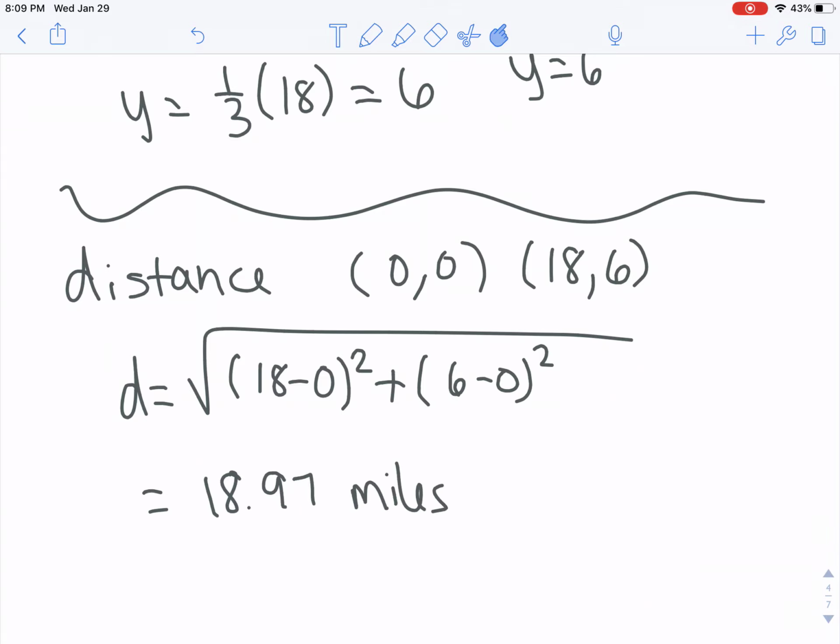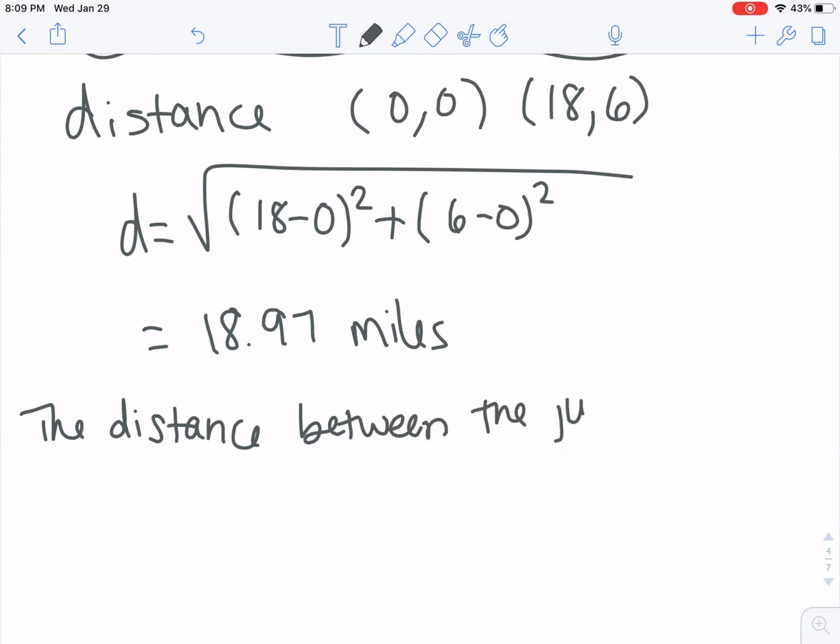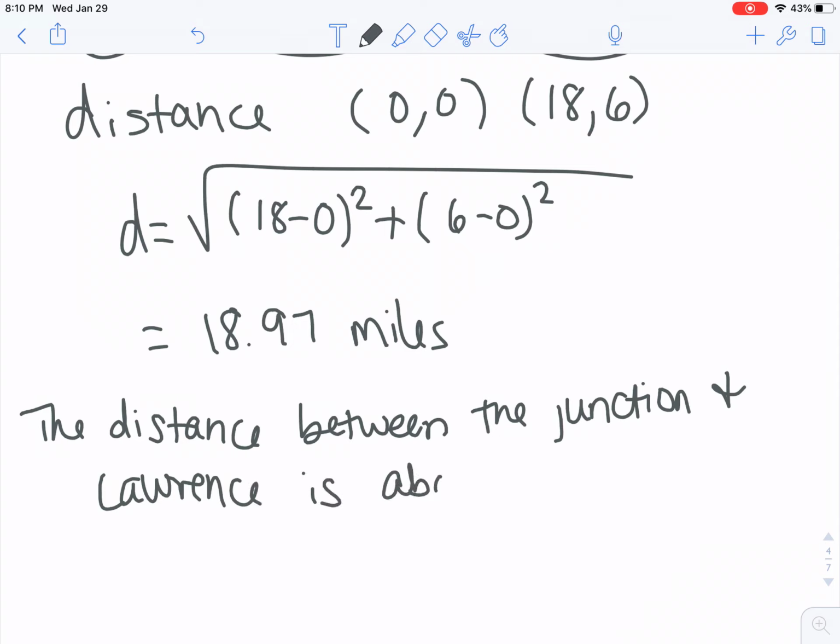Okay. This is a word problem, so we're going to say the distance between the junction and Lawrence is about 18.97 miles.